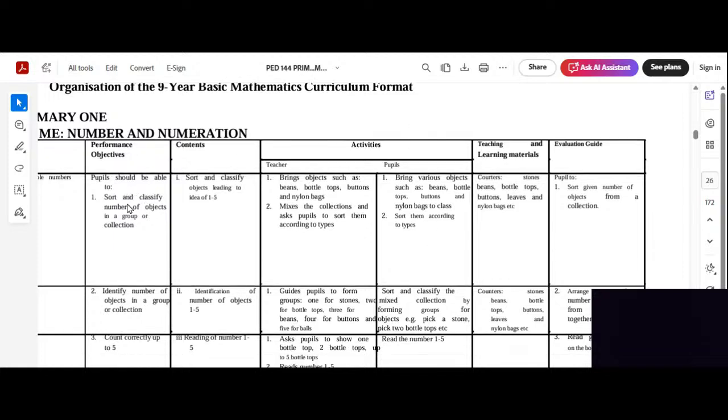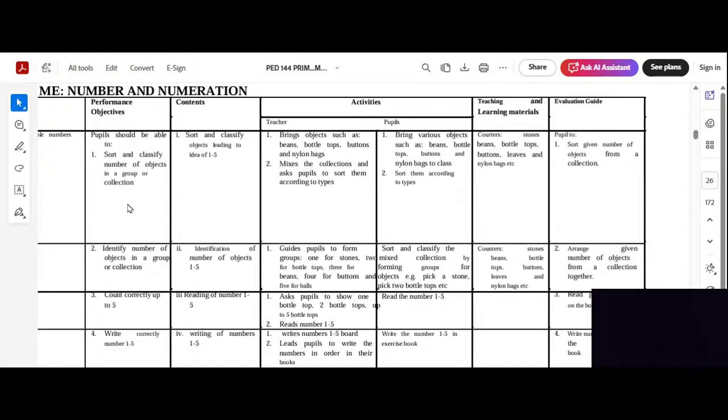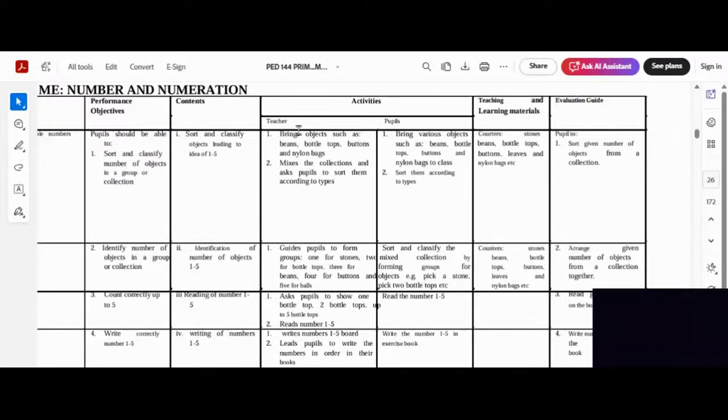Now, these table numbers, then we have under performance objectives: pupils should be able to sort and classify numbers of objects in a group or collection. Under content, they should be able to sort and classify objects leading to the idea of 1 to 5. That is in primary one, numeration. What will the teacher do? You as a teacher that wants to teach them this topic, what will you do?